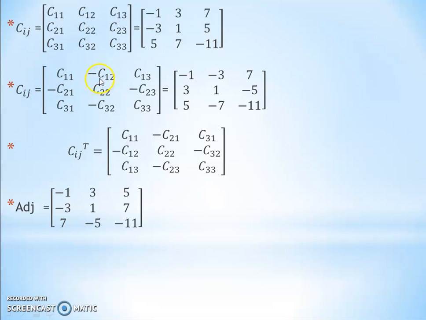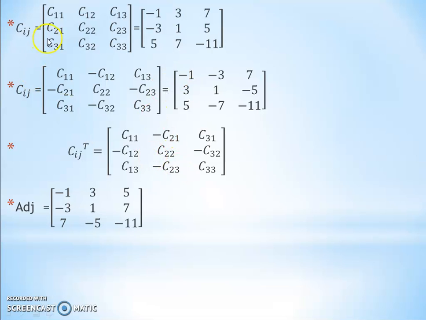For Cij, I give the hint: C12, C21, C32 and C23 are negative. Only these positions are negative; the others remain as their sign. So minus 1 remains the same, 3 becomes minus 3, 7 remains the same, minus 3 goes to plus 3, 1 remains the same, 5 goes to minus 5, 5 remains the same, 7 goes to minus 7, and minus 11 remains the same.